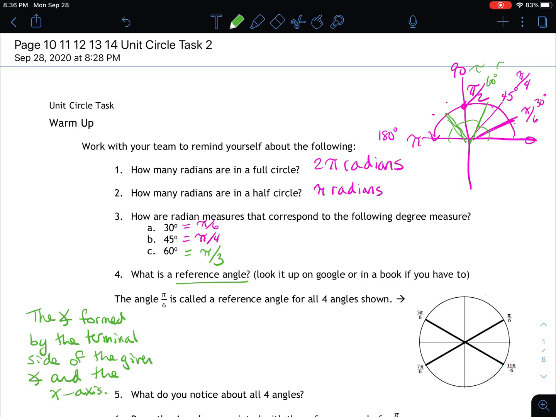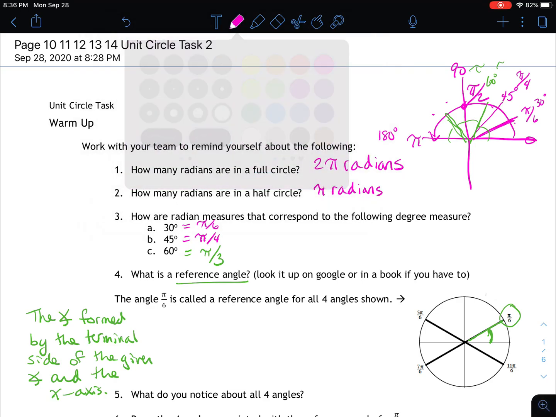So angle pi over 6 is called a reference angle for all of the 4 angles shown. So here's pi over 6. If this is the first angle, this is the terminal side. So the terminal side makes an angle with the x-axis of pi over 6.